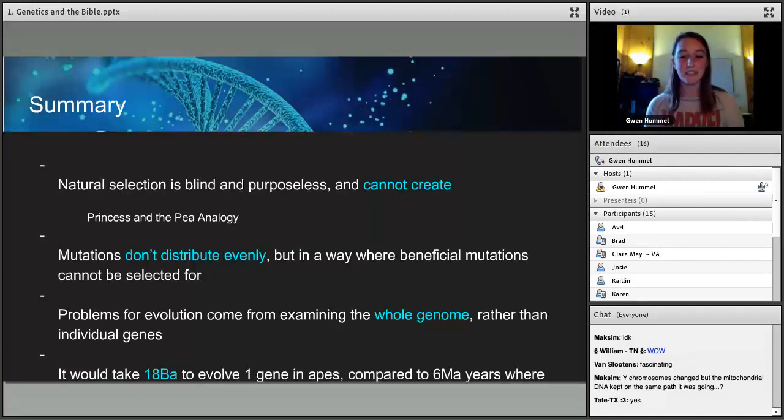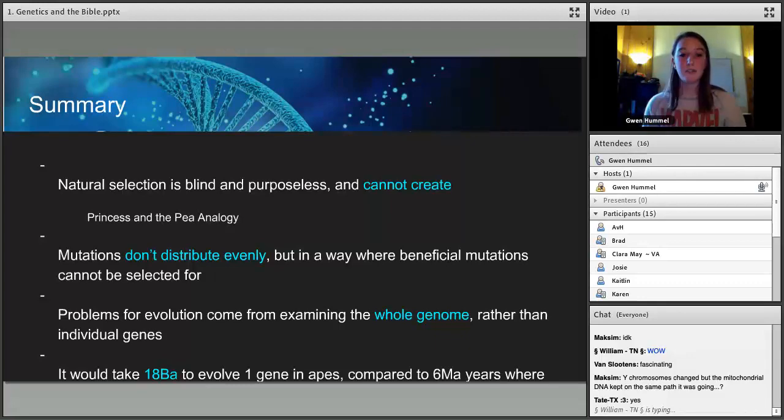is blind and purposeless, and it cannot create anything. So remember our princess and the pea analogy. Natural selection is a princess. It can't find that pea very easily. It's blind and purposeless. Mutations do not distribute evenly. Remember, our chimera's distribution was not in that nice happy bell graph. It's pretty ugly. But in a way where beneficial mutations cannot be selected for.